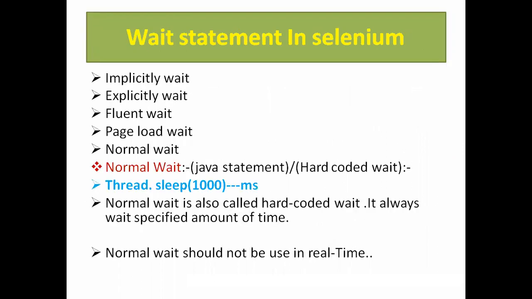We have multiple wait statements: implicit wait, explicit wait, fluent wait, page load wait, and normal wait. So where can we use all these wait statements? We frequently use implicit wait, explicit wait, or sometimes fluent wait. And we have the normal wait. Normal wait means Thread.sleep, right? I have even used this sometimes.